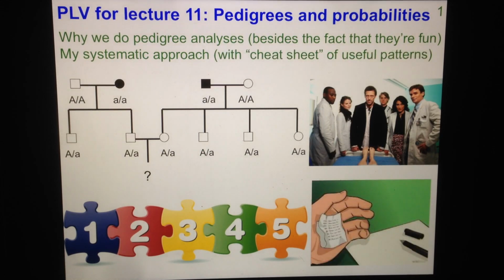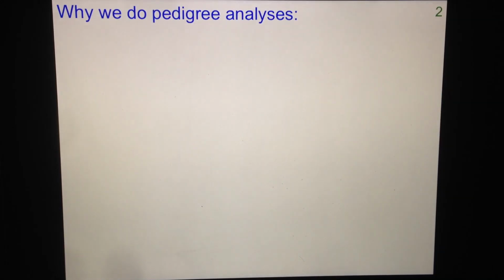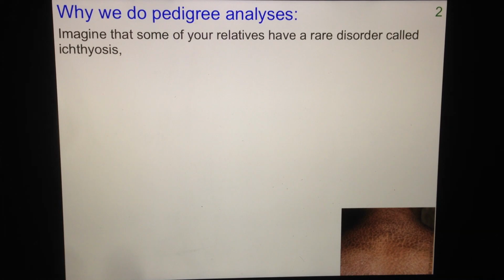And I'll also be giving you a bunch of useful patterns that you can use as a kind of mental cheat sheet to shortcut your way towards the solutions, just to really help you get a head start on solving these. Alright, so as far as why we do pedigree analyses, well, let's go over an example.